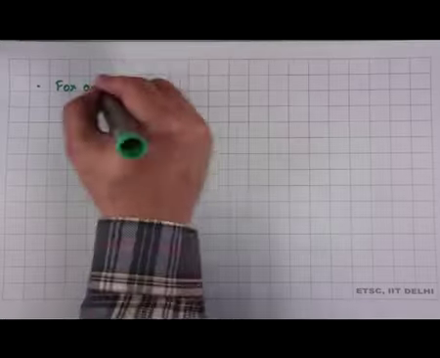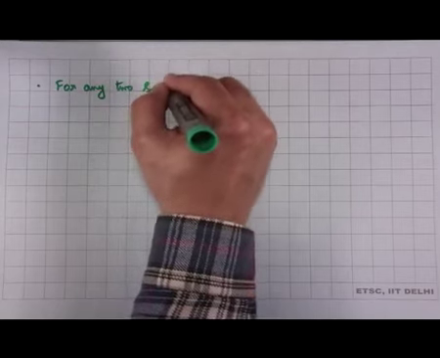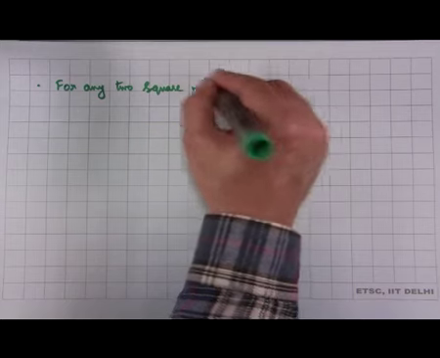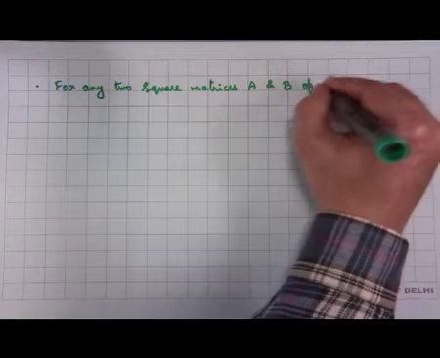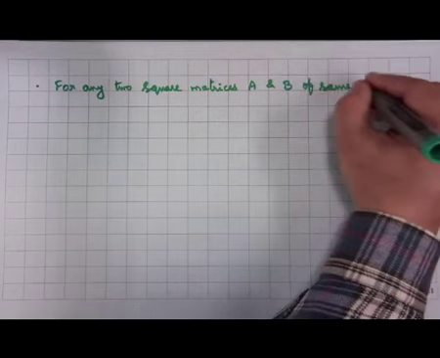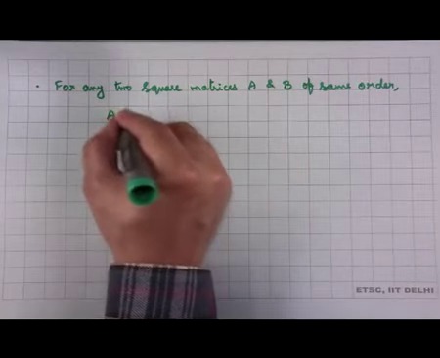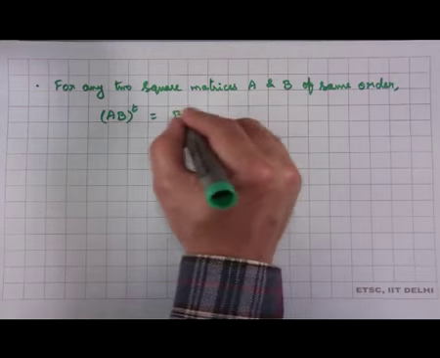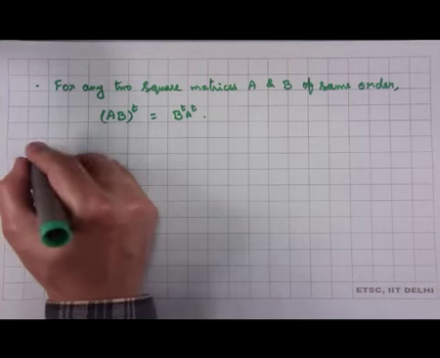Now, let us look at one property regarding matrix multiplication and transpose. For any two square matrices A and B of the same order, AB whole transpose is equal to B transpose A transpose. Proof.